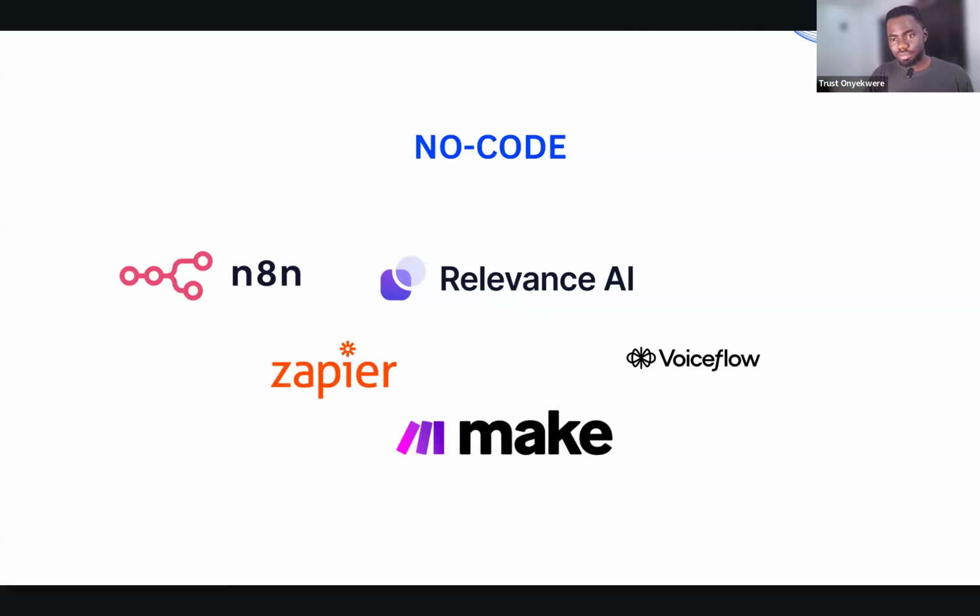So this, in summary, we've known about what agents are, the difference between agents and automation, and we've also seen how we can build agents with no code. If you have any questions about this particular section, please type it in the chat box.